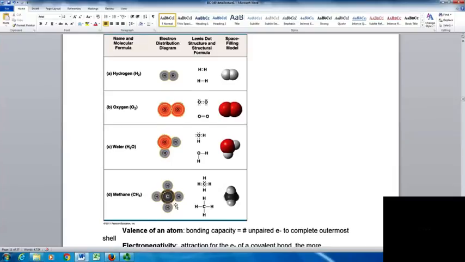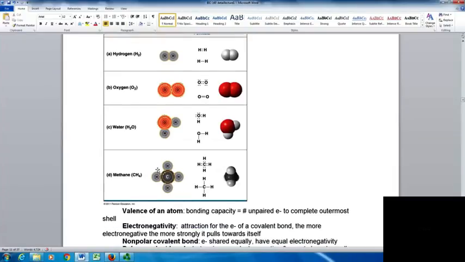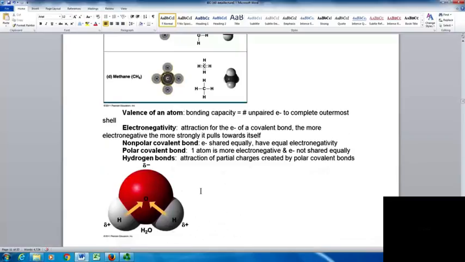And then here down at the very bottom you can see methane. Methane is a nice example here of covalent bonding. So you've got this carbon here that has 4 electrons in its outermost shell. It's going to share with 4 different hydrogens, which will each bring an electron, so that you can have a total of 8 in that outermost shell when they are shared. And so carbon will make these 4 single bonds here that are covalent bonds. So when we talk about the valence of an atom, it's its bonding capacity, the number of unpaired electrons to complete the outermost shell.